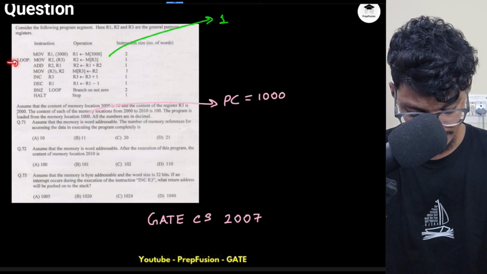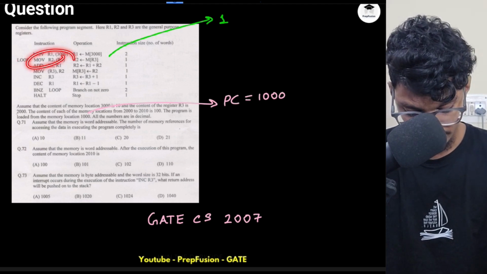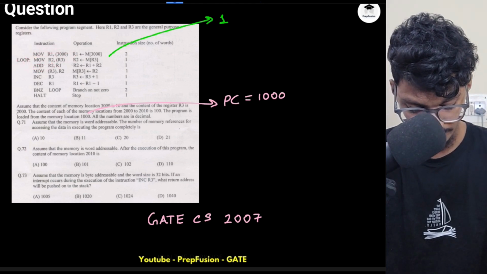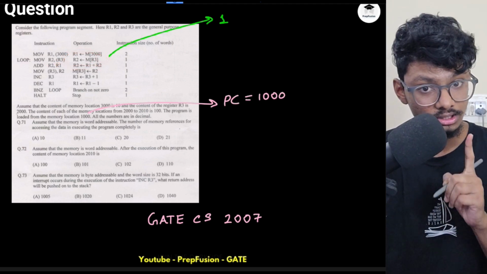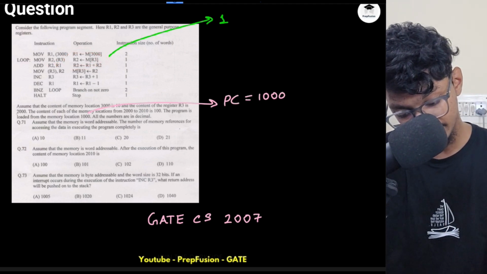Let's come to the next instruction. This is the next instruction, move R3 R2. What does it do? It is not exactly that it moves the contents of R3 into R2.